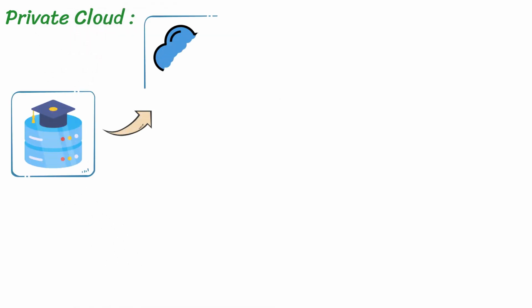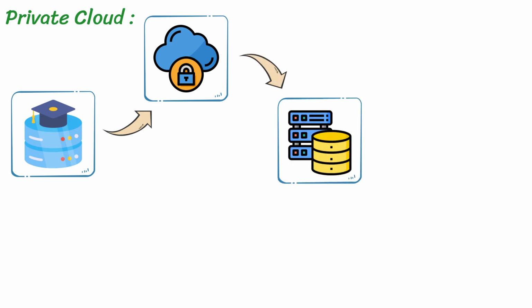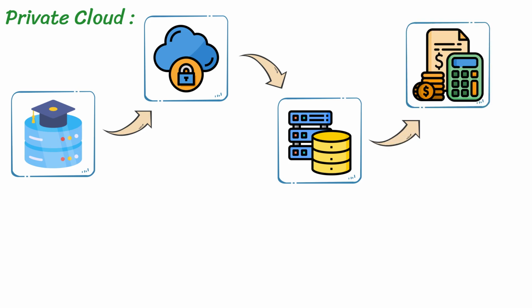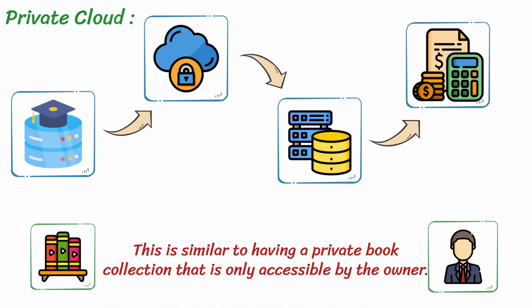2. Private cloud. The school's department decides to create their own private cloud using their own servers and storage devices. This allows the school to have complete control over their data and infrastructure, and they can customize the cloud according to their needs. However, this requires a significant upfront investment and ongoing maintenance costs. This is similar to having a private book collection that is only accessible by the owner.